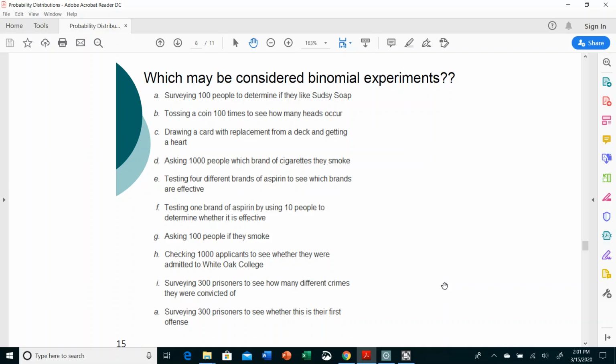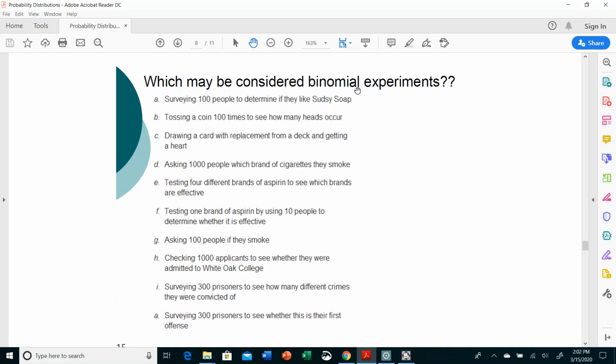Surveying 100 people to determine if they like sudsy soap. Okay, it's a fixed number of trials. The trials would be independent because from person to person, they're not related or connected. So one person's opinion is not going to affect another person's opinion. And presumably, there are a fixed number of trials. It's 100 people. Success is like, failure is not like, and probabilities are the same from trial to trial. So this would be then a yes.